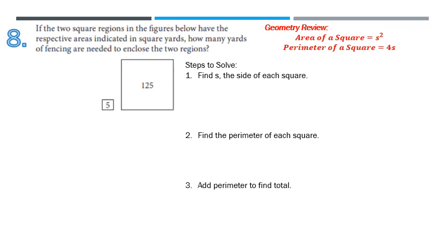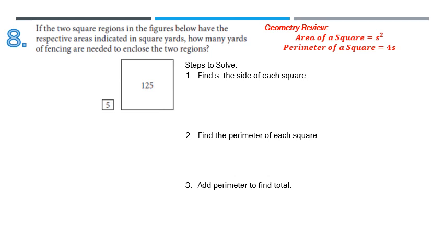All right, last but not least: if the two square regions in the figure below have the respective areas indicated in square yards, how many yards of fencing are needed to enclose the two regions? Okay, so geometry review. Things to remember: area of a square equals s squared. Perimeter of a square is 4s. So the steps that we're going to follow: find s, the side of each square.